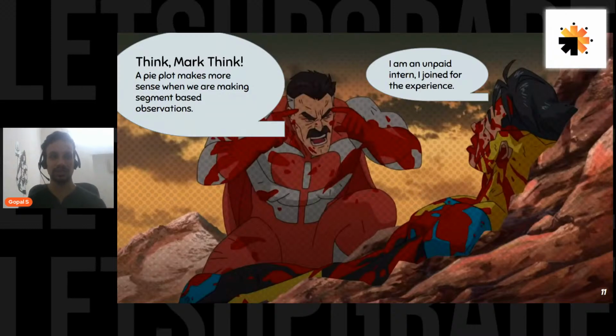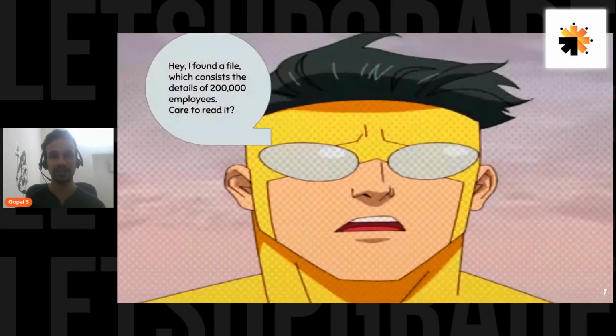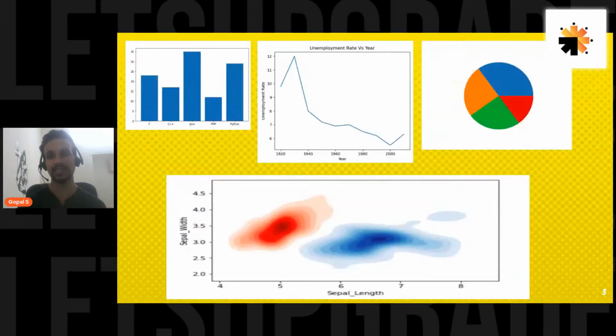And again he says, think Mark, a pie plot makes more sense when we are making segment based observations, right? And it is true. Mark was just an unpaid intern who joined for the experience, but what Nolan is saying is true. When we have segment based data with lower cardinality, it's always a good idea to make a pie plot, right?